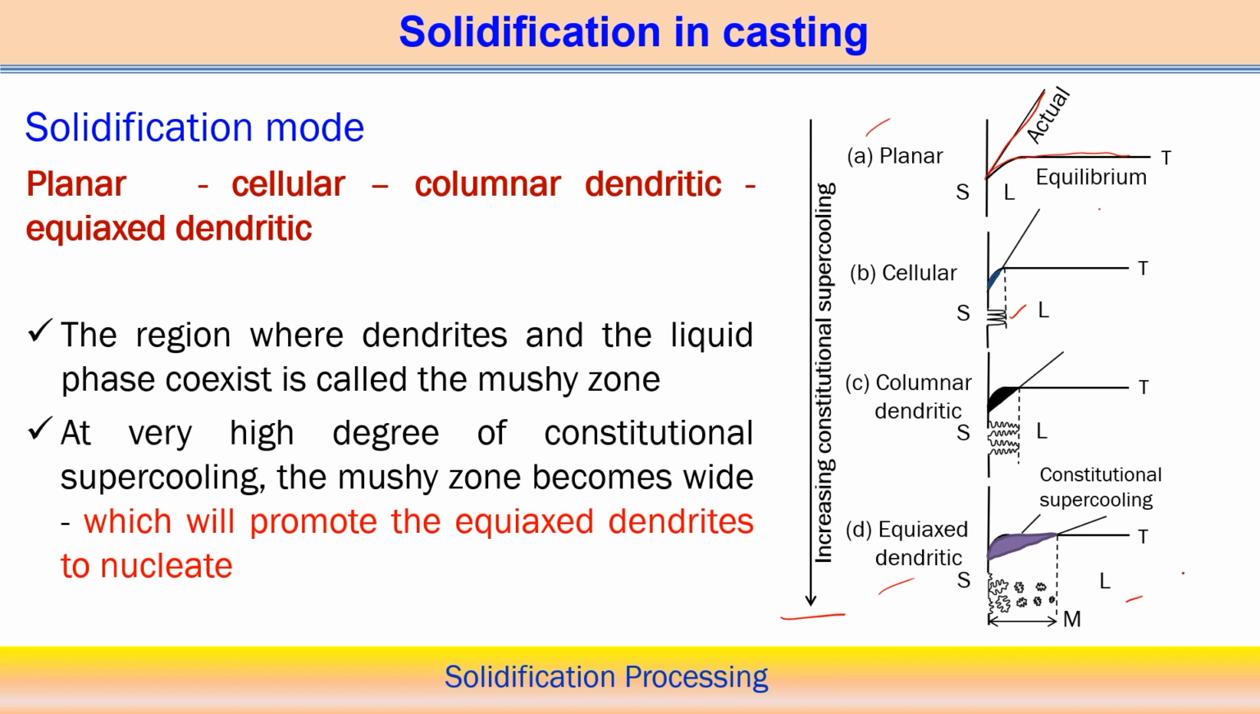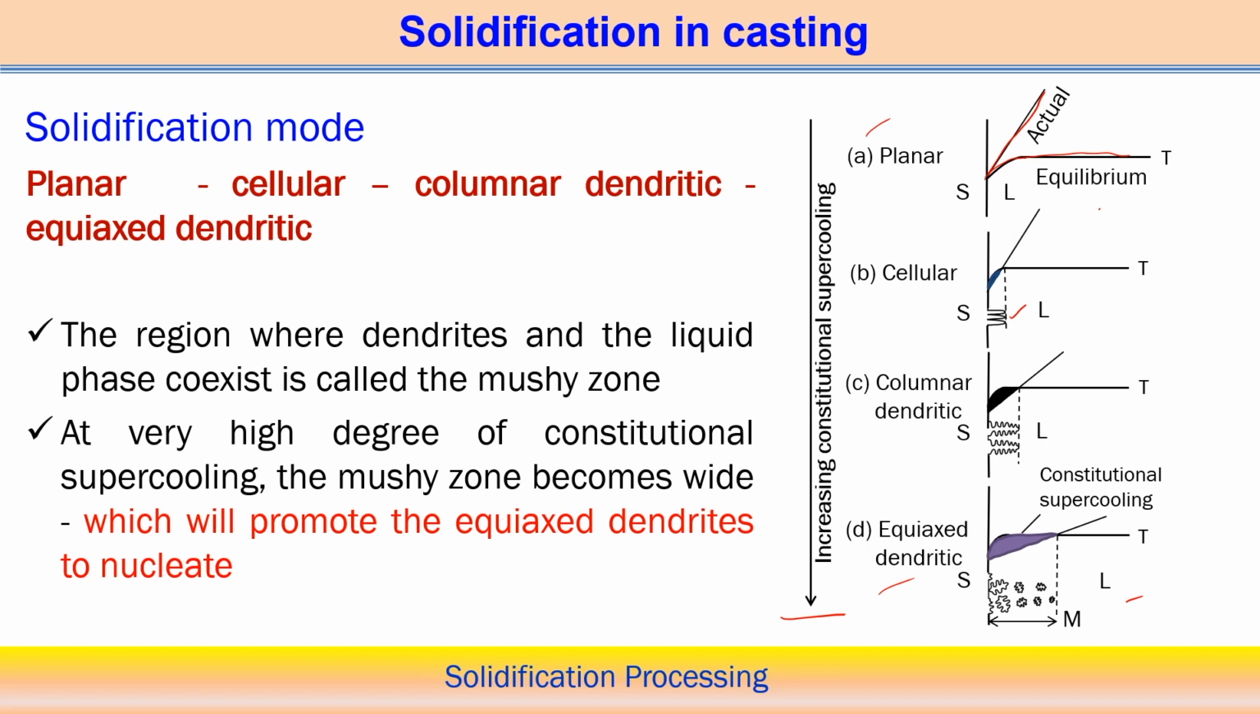Actually, if you try to understand the constitutional supercooling associated with this particular alloy system, that actually decides what kind of solidified structure you can prepare, with the equiaxed dendritic structure, columnar dendritic structure, cellular structure and planar structure. We can easily predict this. So, the zone where the dendrites and the liquid phase coexist is called the mushy zone, that we know because already we have discussed.